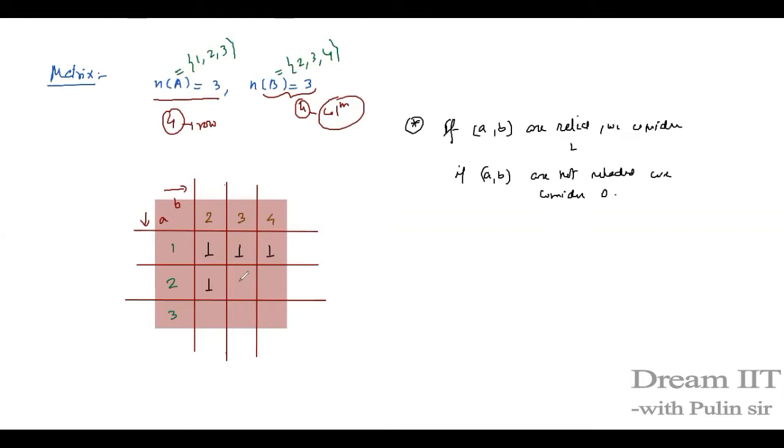2 and 3 are related or not? They are not related, so 0. 2 and 4 are related, it is 1. 3 and 2 related? No. 3 and 3 related? Yes. 3 and 4 related? No. So this is the matrix representation. Please try to understand that.